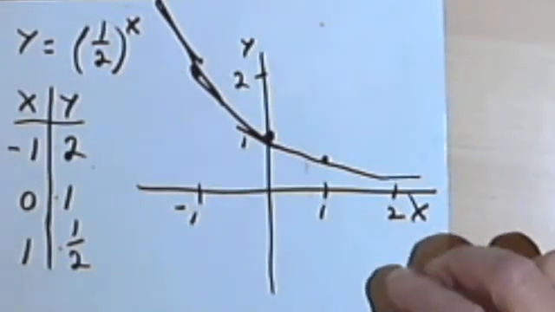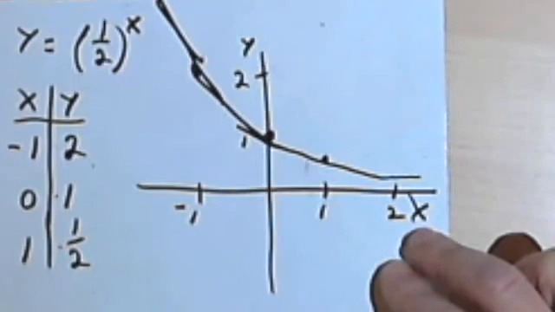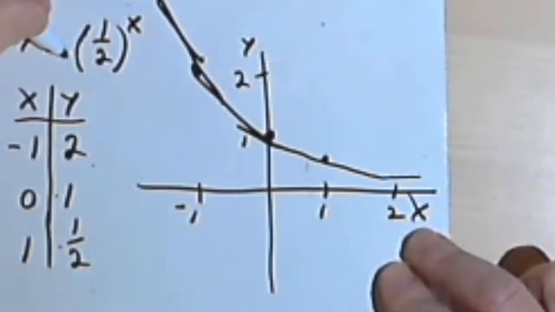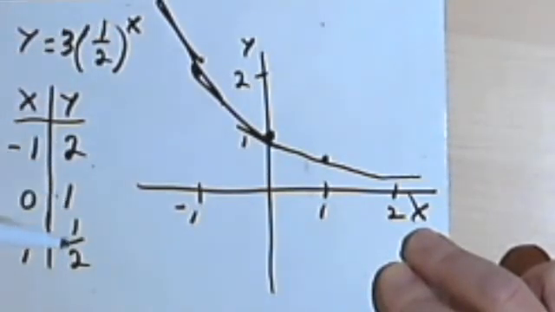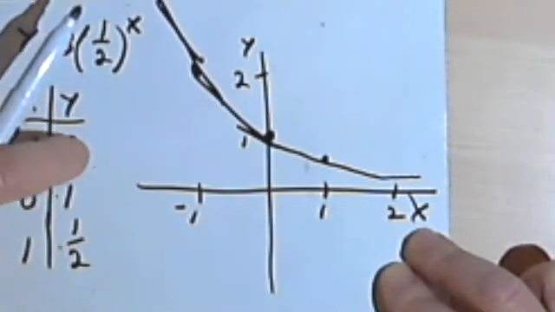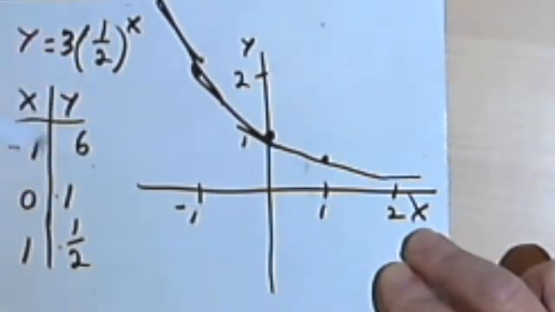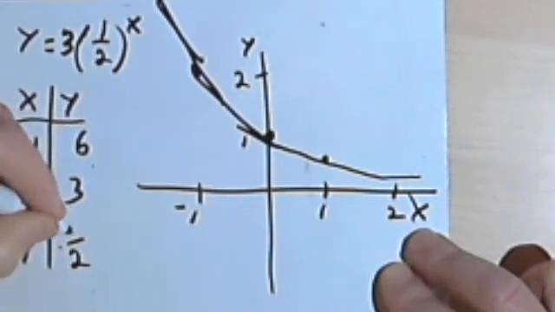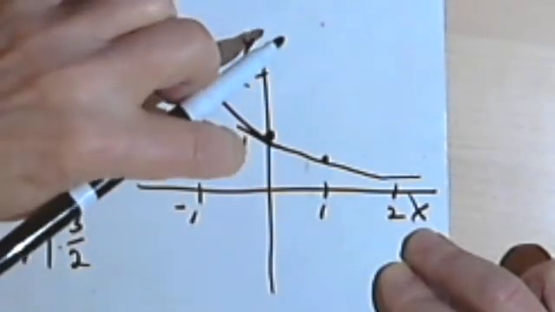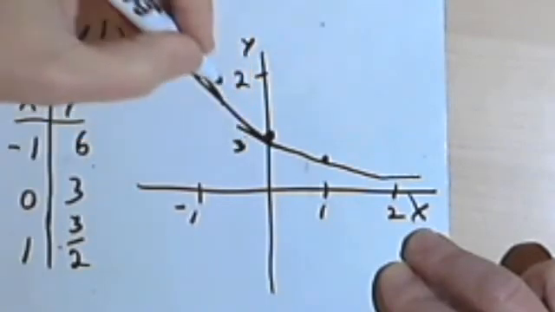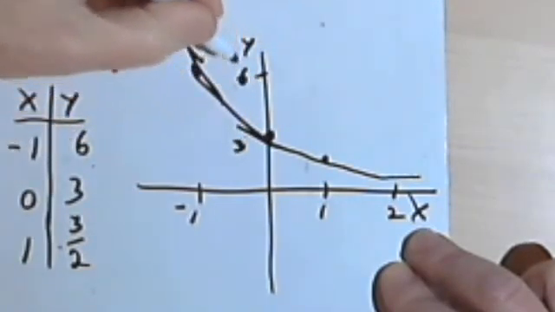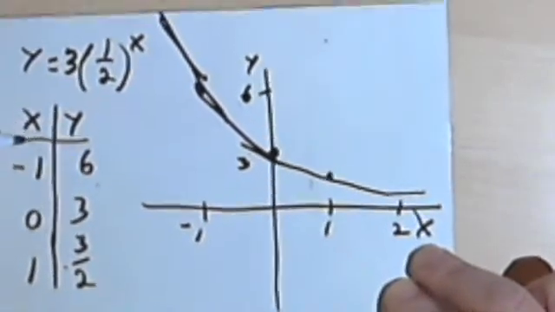Okay, so we've looked at situations. Actually, let me just talk about one more thing. What if I make this 3 times 1/2 to the x? All that's going to do is change these values, the y values. They'll be multiplied by 3. So instead of a 2, I'll have a 6. Instead of this 1, I'll have a 3. Instead of 1/2, I'll have 3/2, which means I could just change the scale. I could write a 3 here and a 6 here, and now I've got my graph.